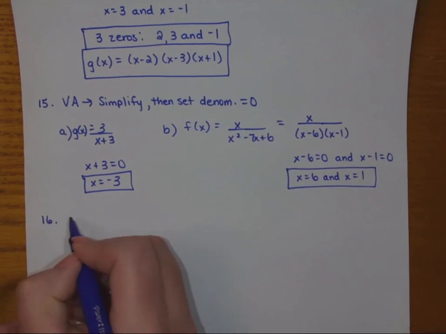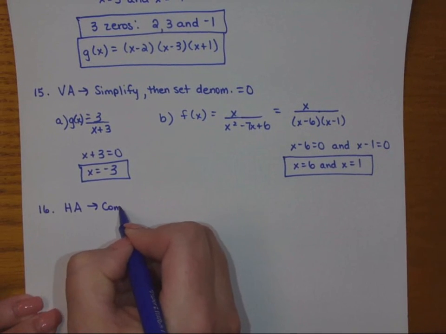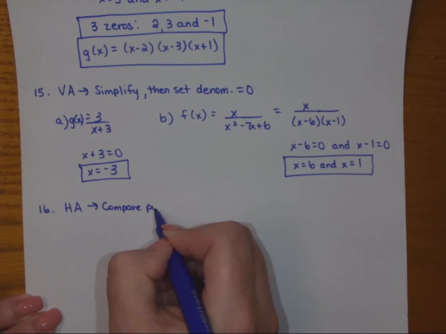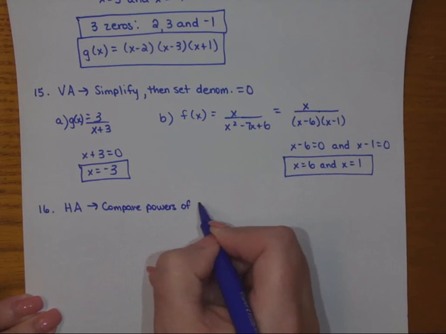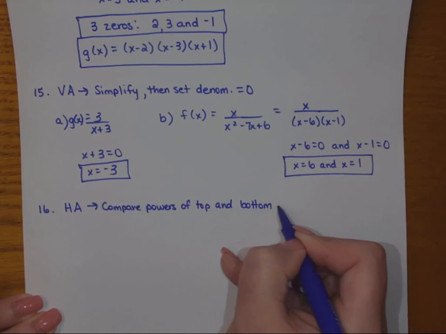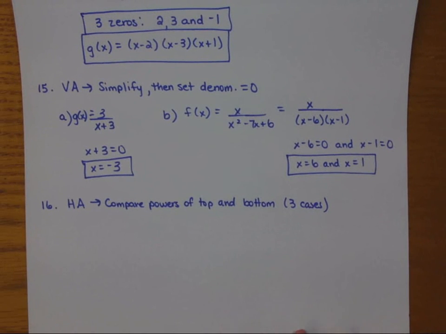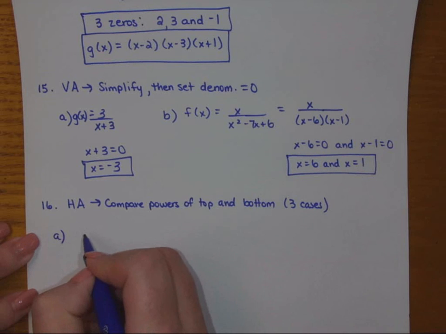All right, for 16, for the horizontal asymptotes, you basically compare the powers of the top and the bottom. Just to jog your memory, this involves 3 cases. If the power on the top is bigger than the power on the bottom, there's none. If the power on top is smaller than the power on the bottom, the horizontal asymptote is y equals 0, and then if it's the same, you just take the leading coefficient of the top over the leading coefficient of the bottom.